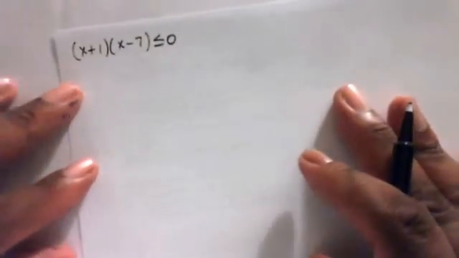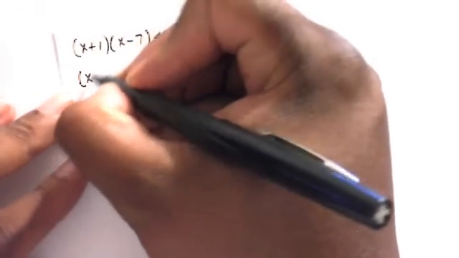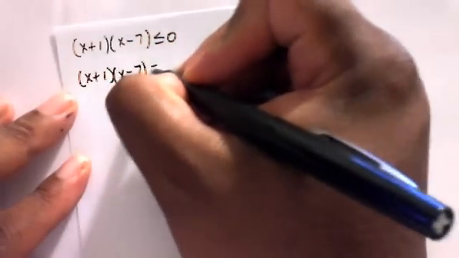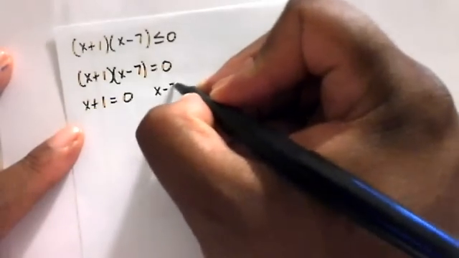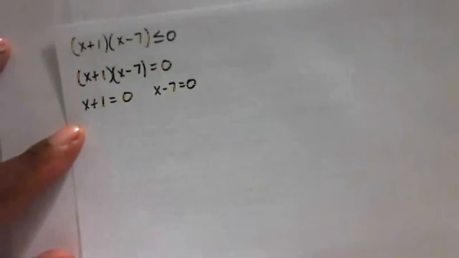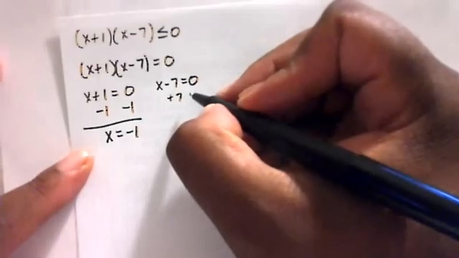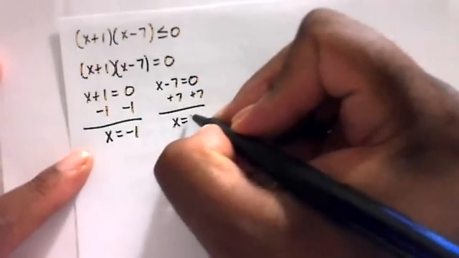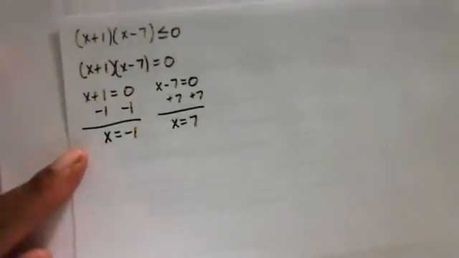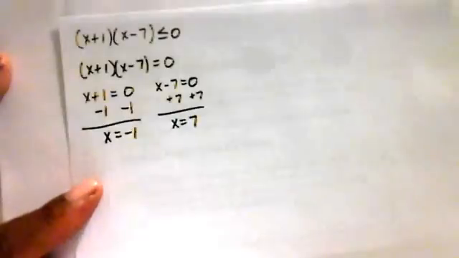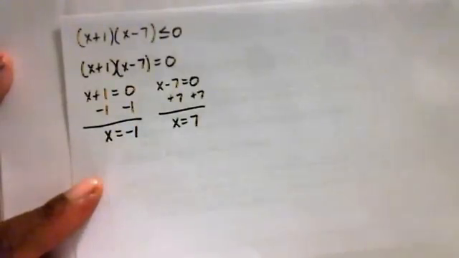All right, let's try to solve this if it was x plus 1 times x minus 7 equal to 0. And then we're going to set each binomial factor equal to 0. So we set x plus 1 equal to 0, and then set x minus 7 equal to 0. And then for each equation, we'll solve for x. So for x plus 1 equal to 0, you're going to have x is equal to negative 1. And then for x minus 7 equal to 0, you're going to have x is equal to 7. So negative 1 and 7 represent the boundary points on that particular number line.